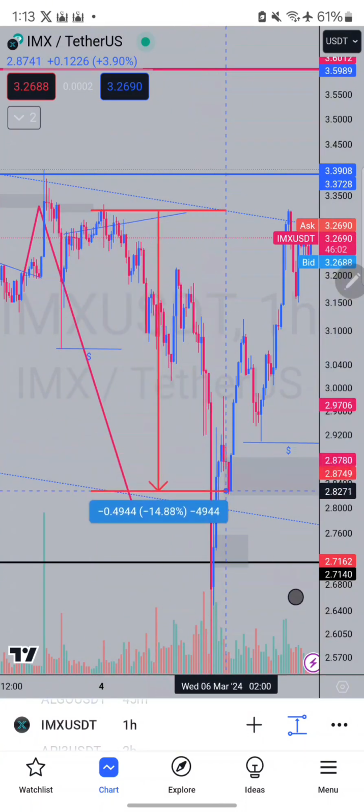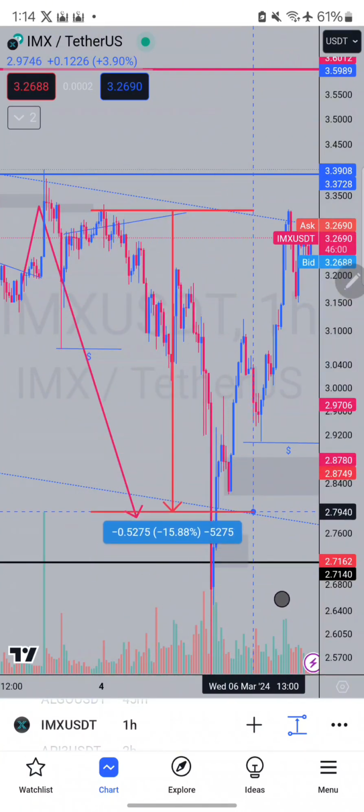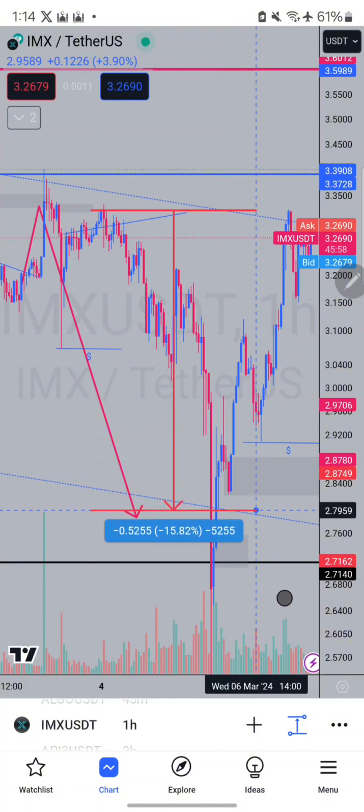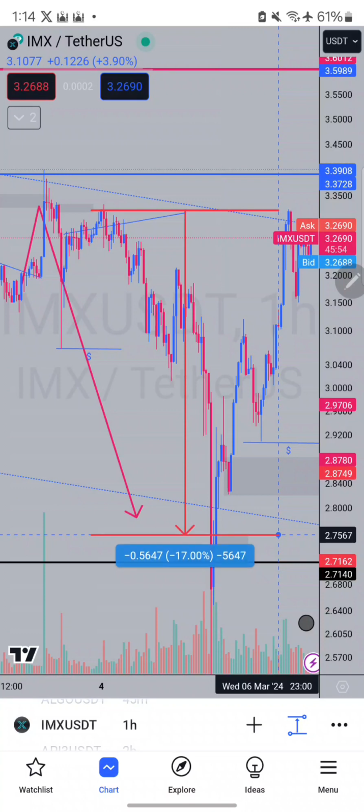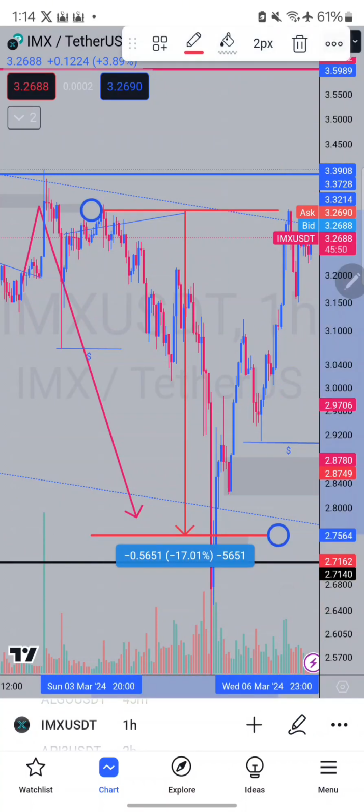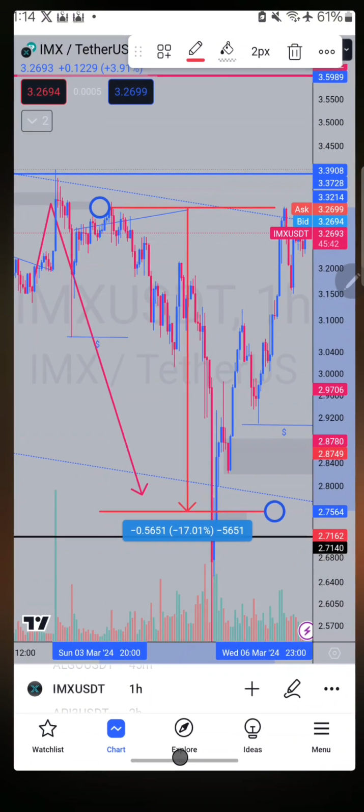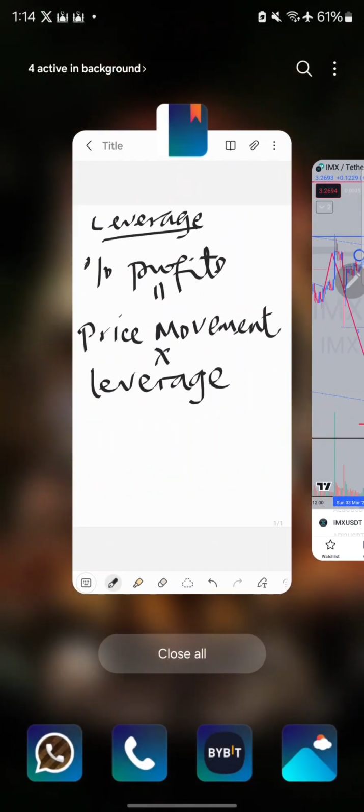Are you seeing the percentage? Let's say we close our trade around a price movement of 17%, where our TP is around here. So let's say we close our trade at 17%, guys. Have it at the back of your mind. So now we have our price movement: IMX, from our entry to the take profit, moved 17%.